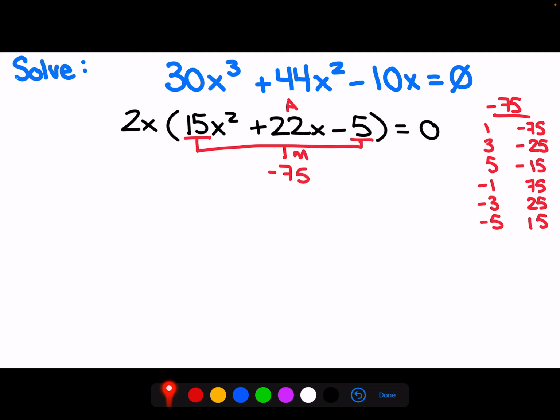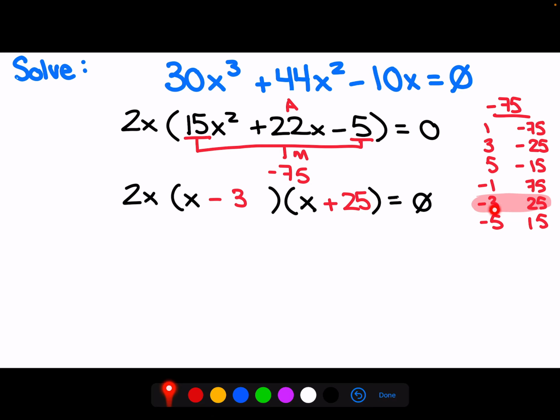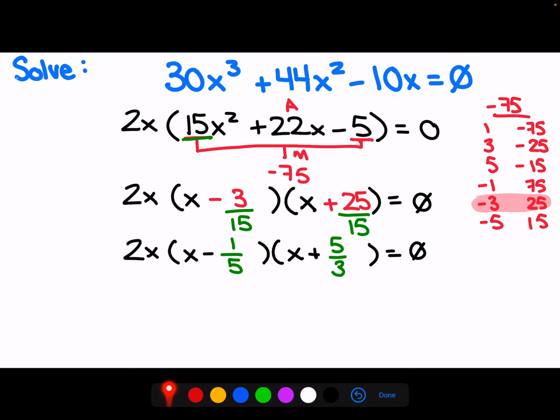So we create our double bubble, and on the outside we still have the 2x. On the inside of our bubble we have x minus 3 and x plus 25. Of course, it's still set equal to 0. Now, we multiplied at the start by 15. We now need to undo that, so we're going to divide both of these terms by 15. That will leave us with 2x times x minus 1/5 times x plus 5/3 equals 0.